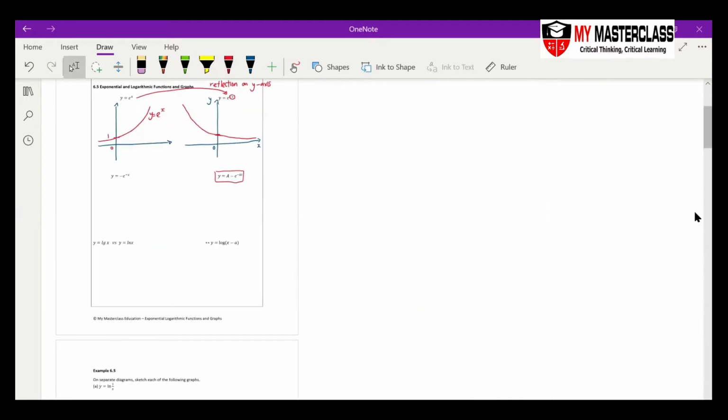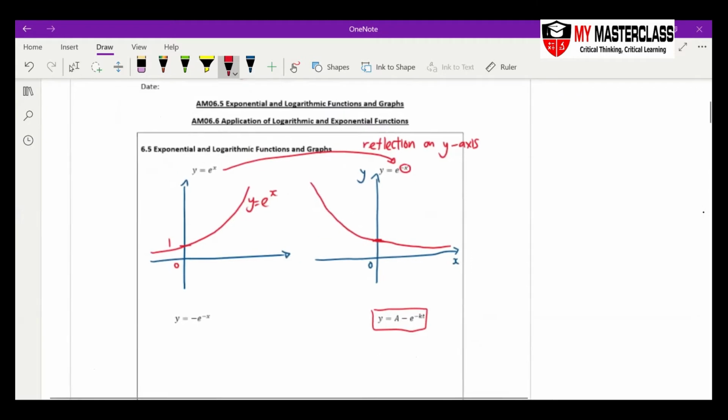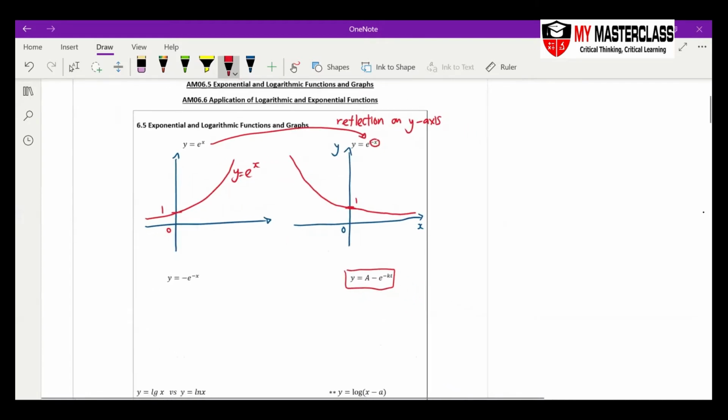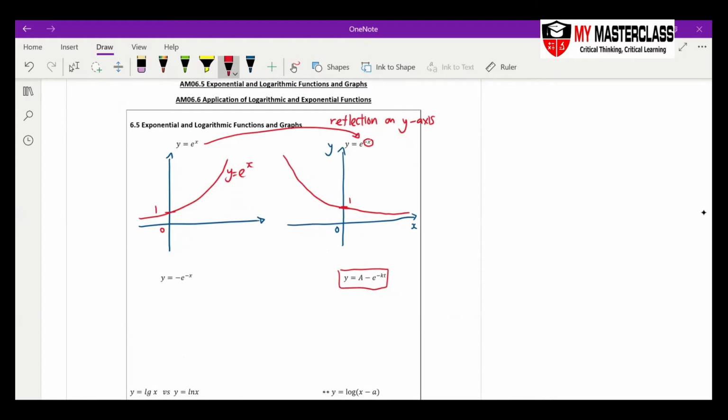Once you understand the transformation of the graph, it's easier for you to do. So this, from e to the power x becoming e to the power negative x, is a reflection on the y-axis, because the negative is at the x.